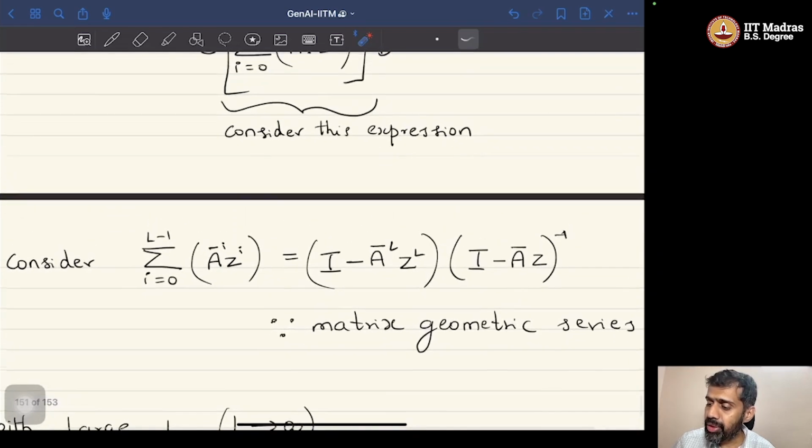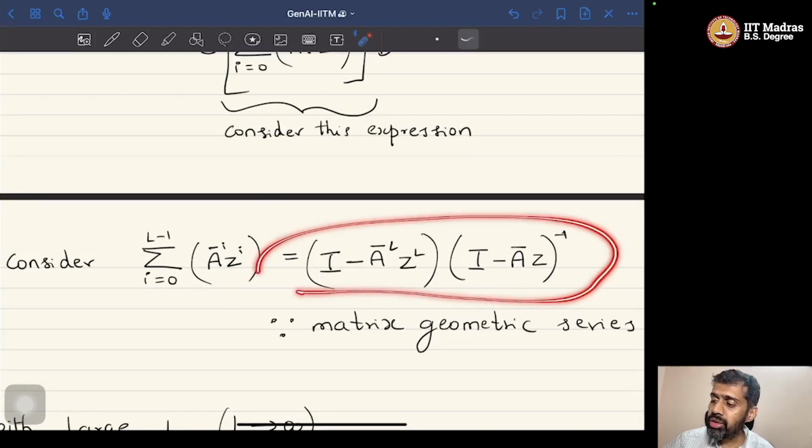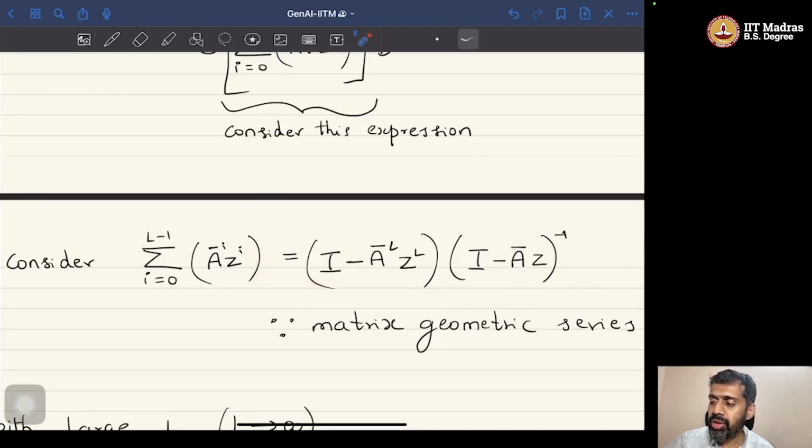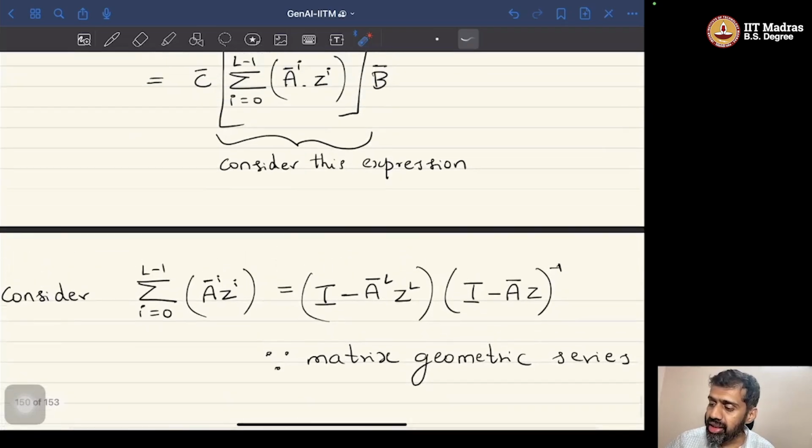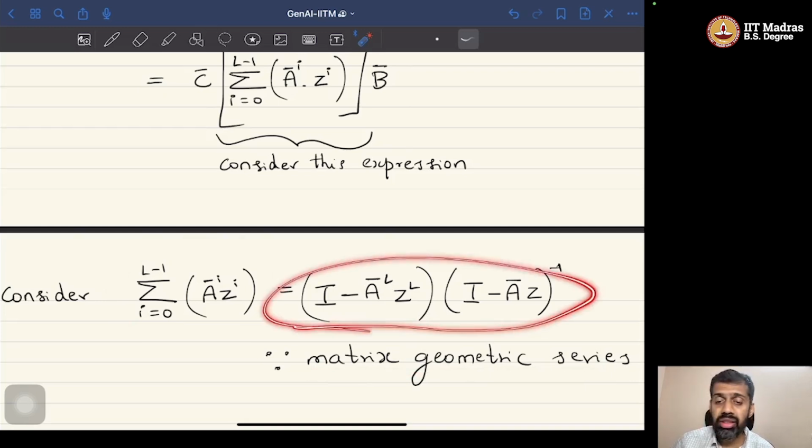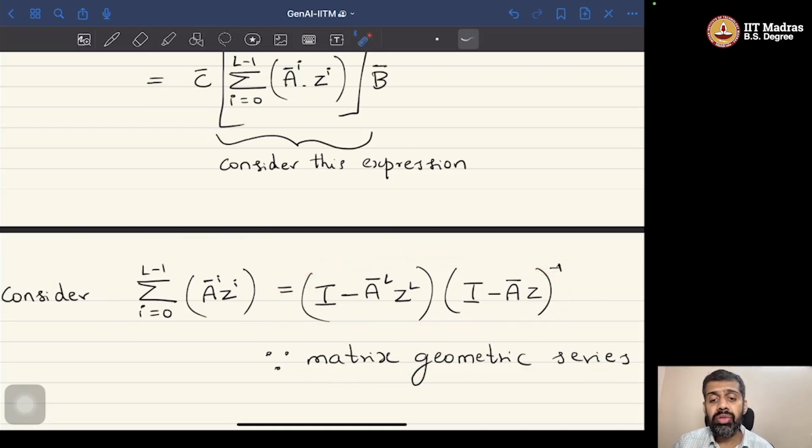So let us consider this particular expression, which is the sum of a bar to the power of i times z to the power i, and this can be written in terms of these two expressions, that is I minus a bar to the power of L times z to the power L, into the inverse of I minus a bar times z. So how did we get this? This entire thing is a geometric series involving matrices and vectors. Now there is something called a matrix geometric series, and one can show that this summation converges to this particular expression. I omit the proof here.